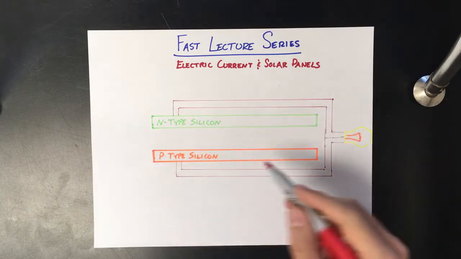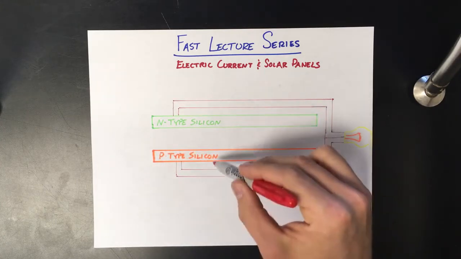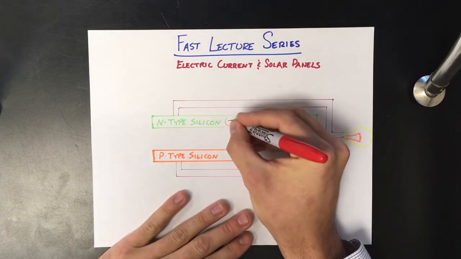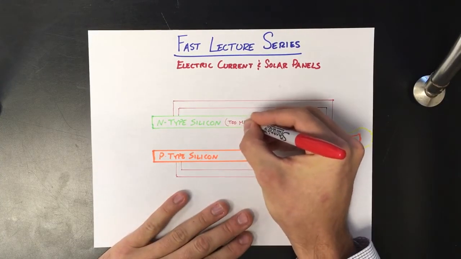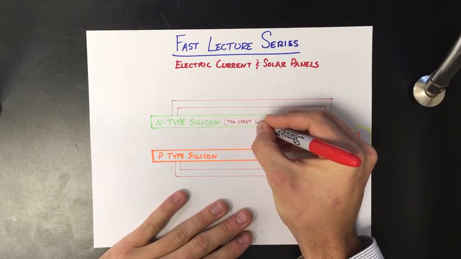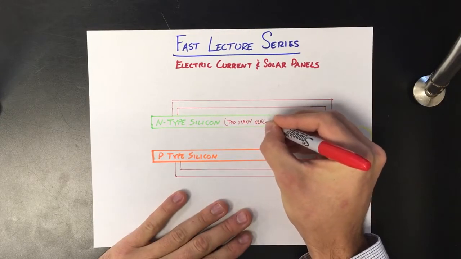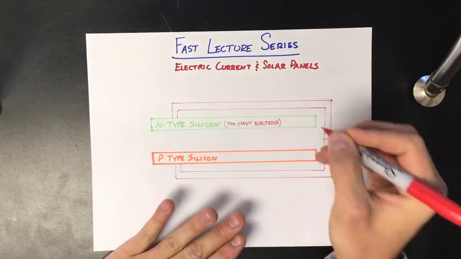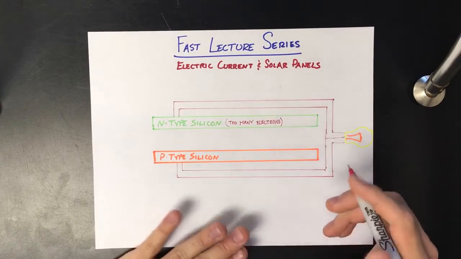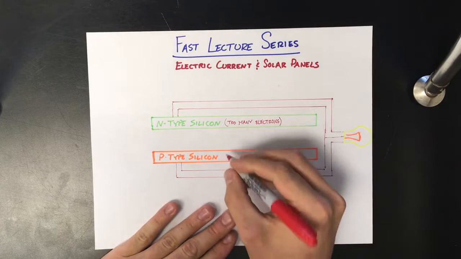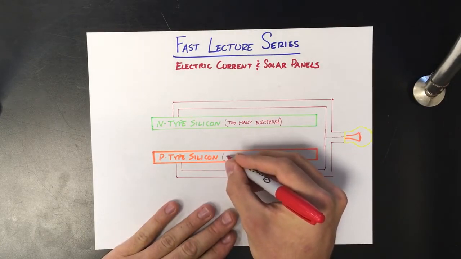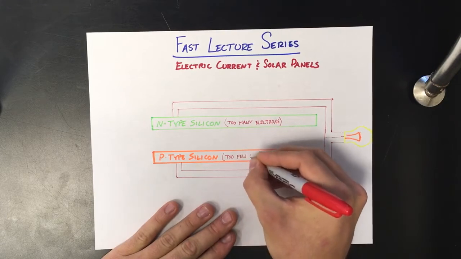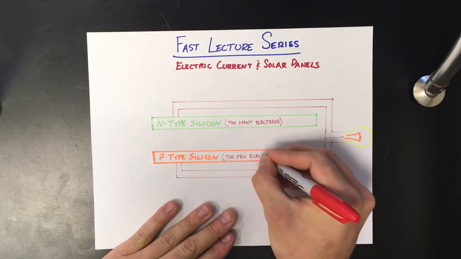So here is a solar panel. We've kind of blown it up. And here are the two parts that we've really talked about. This N-type silicon, which we know has too many electrons because we've doped it with phosphorus. And when you do that, you get too many electrons floating around in there. And then we have this P-type silicon, which, if you dope it with boron, you get too few electrons, so this one doesn't have enough.